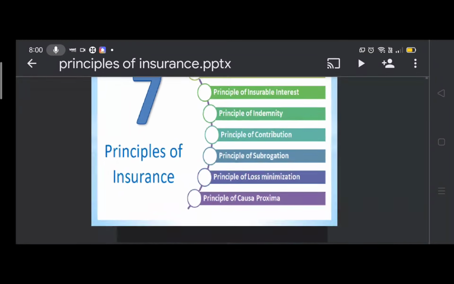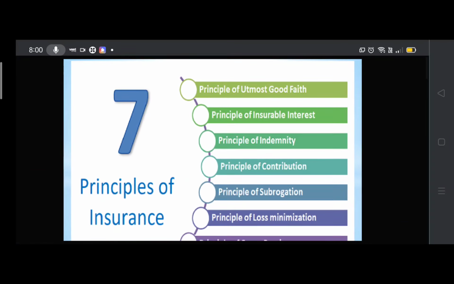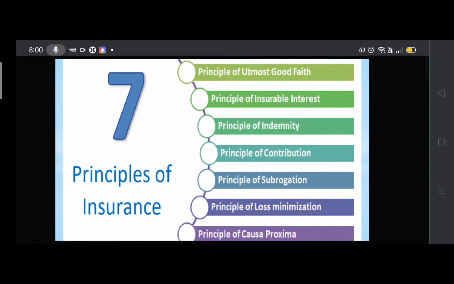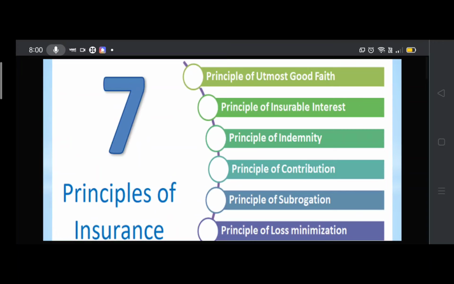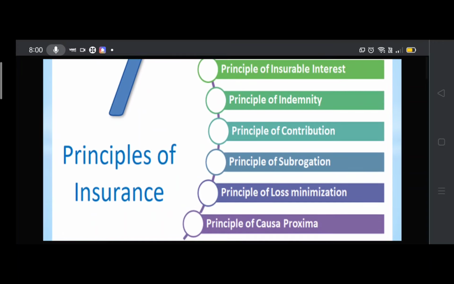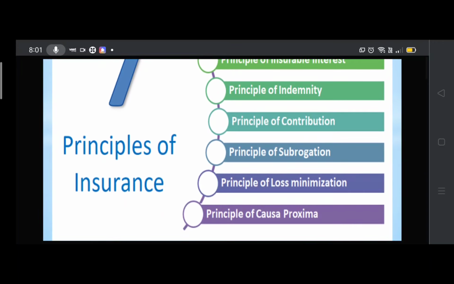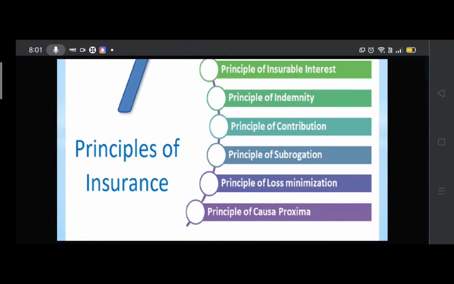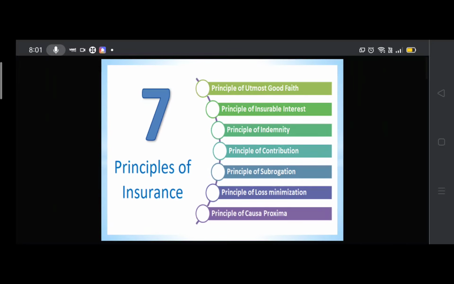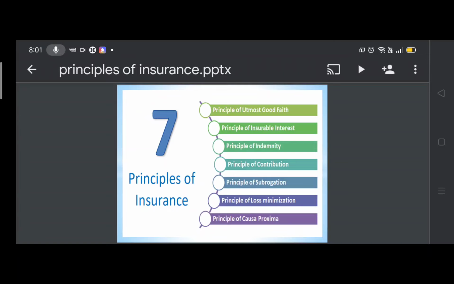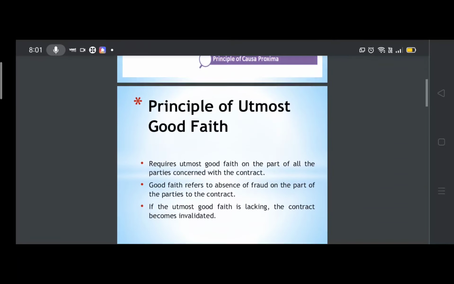If we see here in this class slide, we have 7 principles: utmost good faith, then principle of insurable interest, principle of indemnity, principle of contribution, subrogation, loss minimization, or mitigation of loss, and then principle of causa proxima, the proximate cause. So these are the 7 principles. Let us begin with our first one, the principle of utmost good faith.